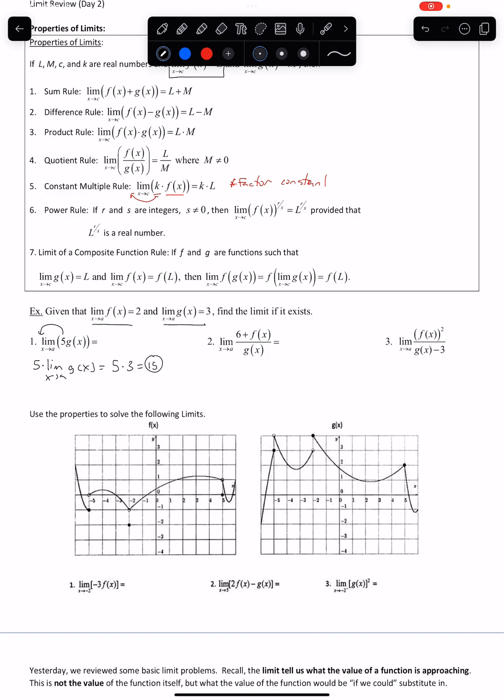Now, there is one more property we're going to talk about. That's for example number 2. Notice for number 2 here, we have the limit as x is approaching a of 6 plus f of x over g of x. So we're going to split this up. On top we have the addition, so I could write this as the limit as x approaches a of 6 plus the limit as x approaches a of f of x, divided by the limit as x approaches a of g of x. Now again, in the real world, we just do this much quicker.